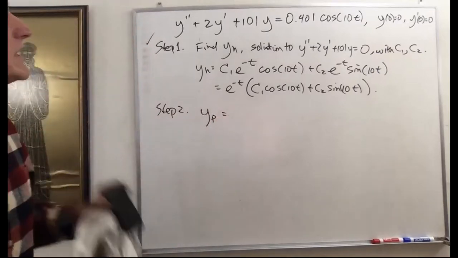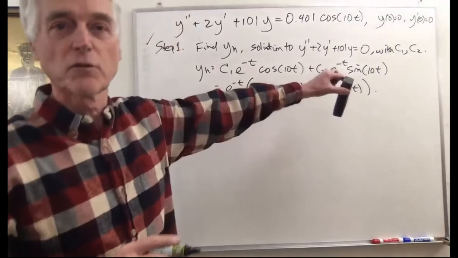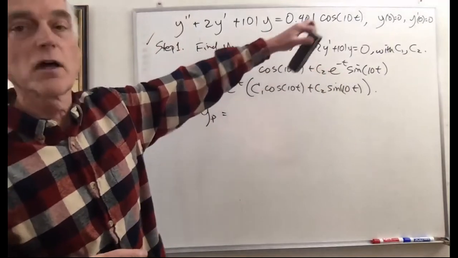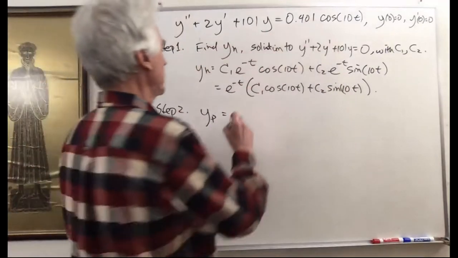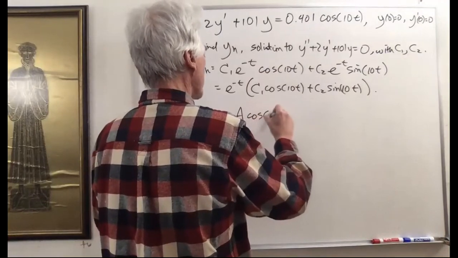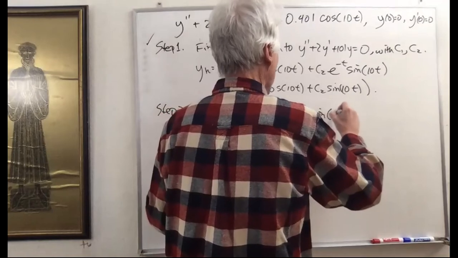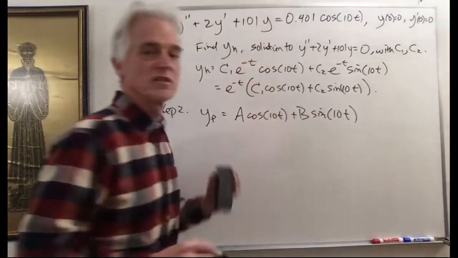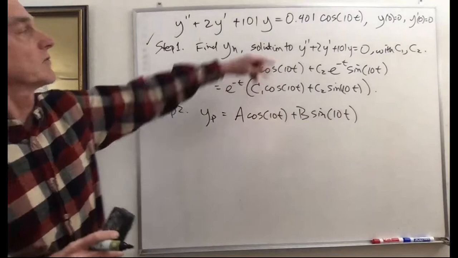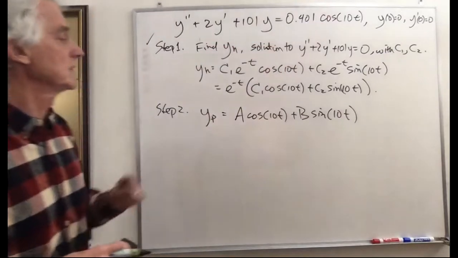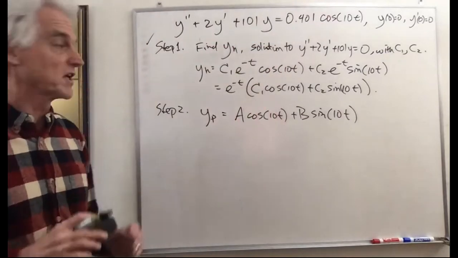Okay, yp. Since the right-hand side is a constant times cosine 10t, yp is going to be a times cosine 10t plus b times sine of 10t. That's like the rule 1 thing, right? The right-hand side is cosine of 10t. You need cosine and sine in general.